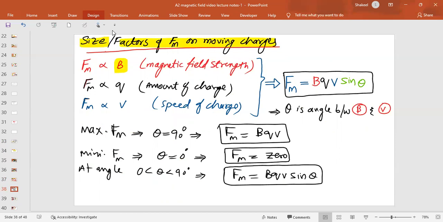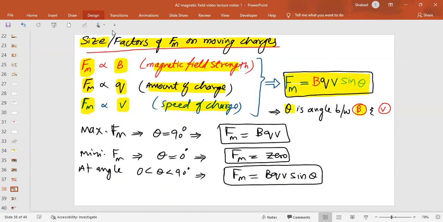Of course, the first factor is the magnetic field strength itself. Greater the magnetic field, greater the magnetic force. The second is the size of the charge. Bigger the charge, bigger would be the magnetic force. The third one is the speed of the charge. Faster the speed, greater would be the magnetic force. So we can arrange this in an equation where magnetic force is BQV sine theta.